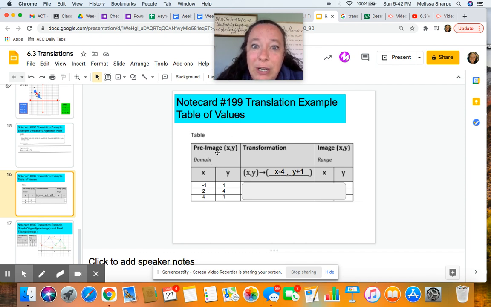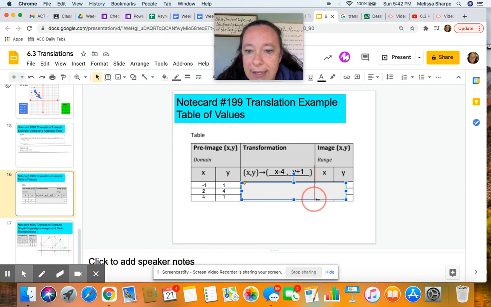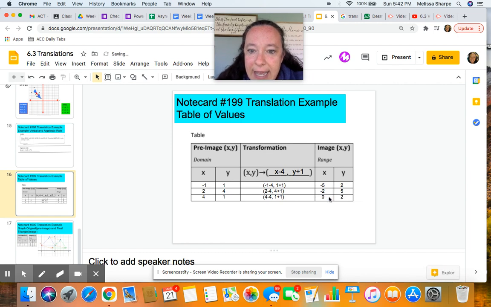And remember me telling you earlier that sometimes they call the pre-image the domain, okay? And then let's perform our translation here, our transformation, but this one in particular is a translation. And let's use this algebraic rule. Okay, so we take our x values, subtract 4, our y values, add 1. And I just did that, set it up, and then actually what are they? So what would I get here? I would get (-5, 2), (-2, 5), and then lastly, I would get (0, 2). So those are my new ordered pairs.